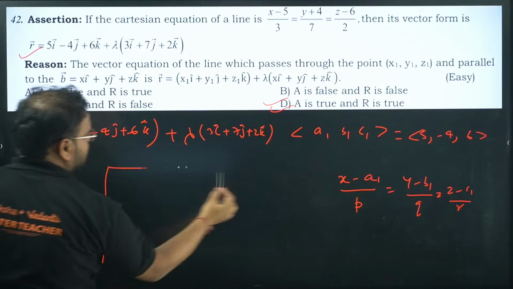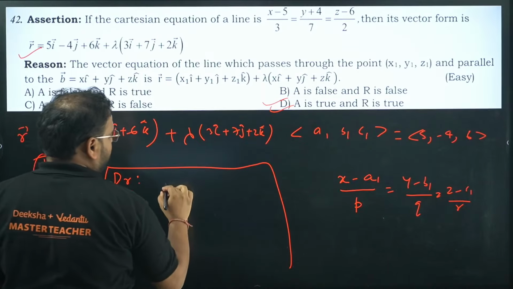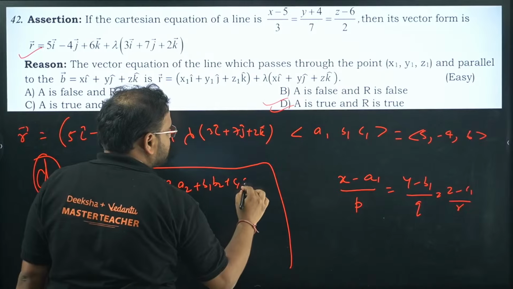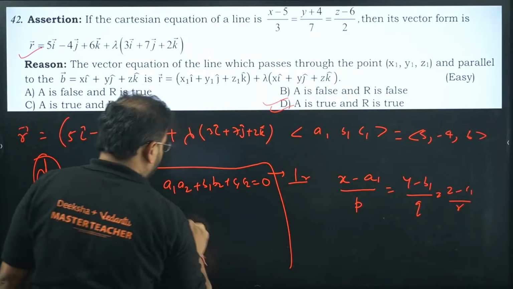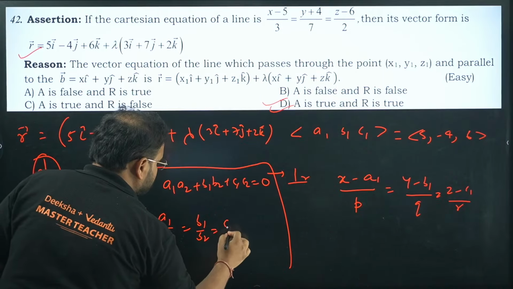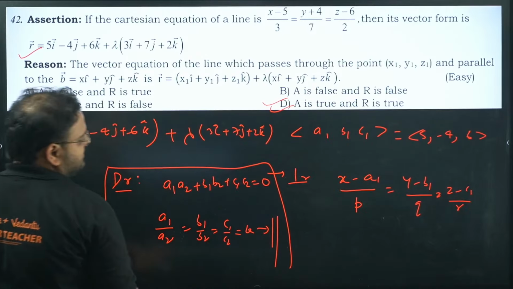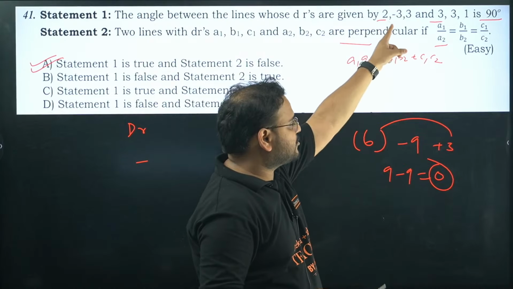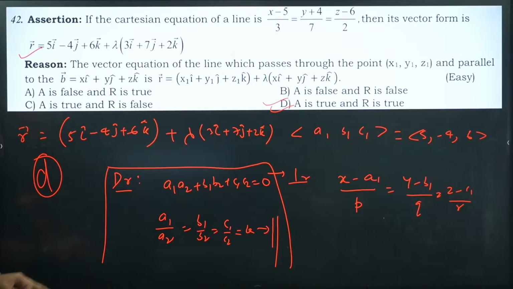Some concept here, guys. With respect to the DRs, directional ratios, the concept is that A1A2 plus B1B2 plus C1C2 equal to 0 means perpendicular. If you have the ratios A1 by A2 equals B1 by B2 equals C1 by C2, equal to a constant K, this is the condition for parallel lines. In this case, the first one is satisfying the condition, so it is true, and this is the case of parallel lines, not perpendicular. That's why 2 is false.